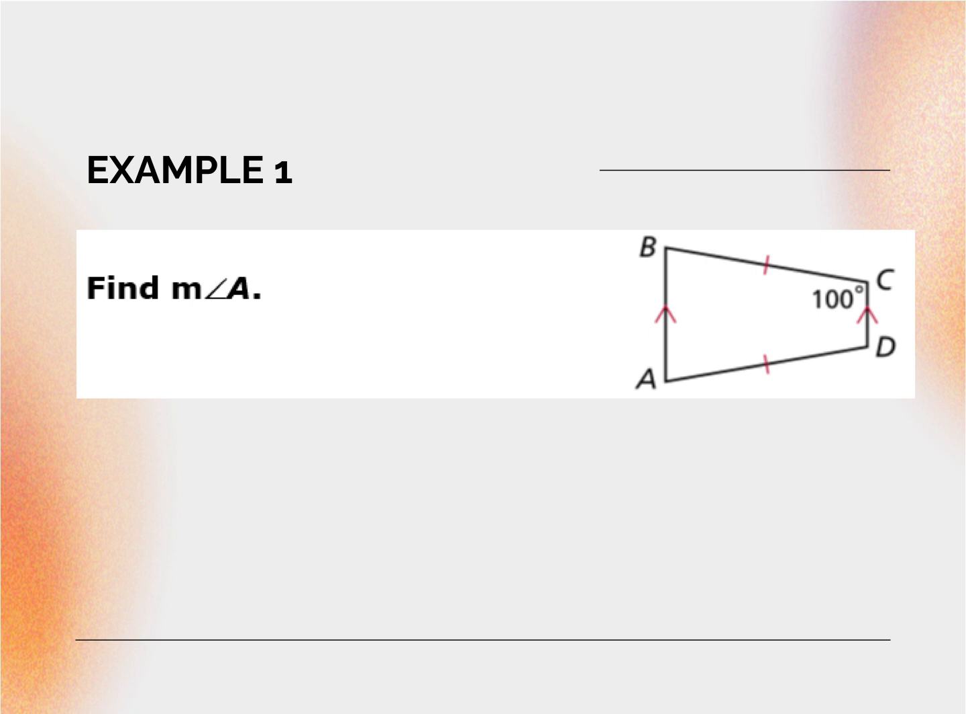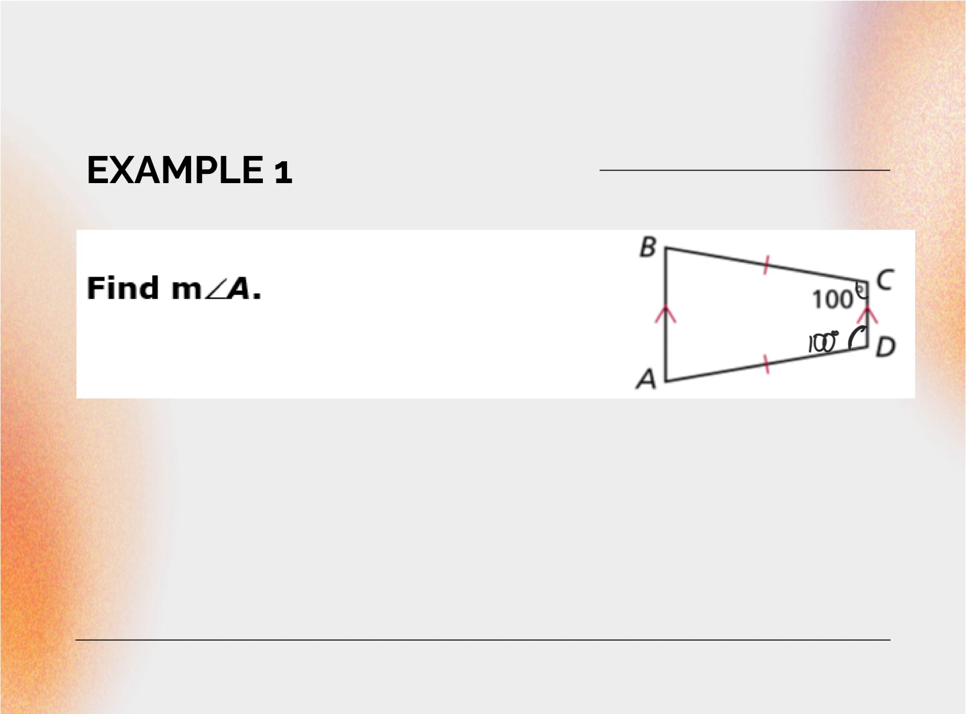Looking at example number 1, they want me to find the measure of angle A. Keep in mind, we have to know what's congruent in a kite. What angle is congruent to angle C? Angle C is 100. Which one's congruent to angle C? Angle D. So this is also 100 degrees.